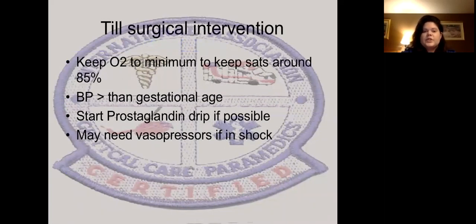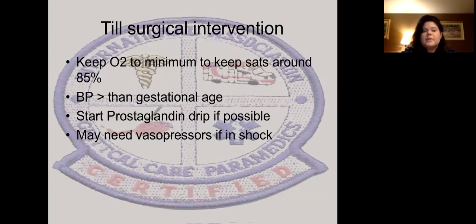So until surgical intervention, this is the guy that you want to keep that O2 kind of low. So deprive them, because if not, you're going to close the PDA and then potentially kill the patient. So keep your O2 to a minimum just to keep the sats around 85%. That sounds low. They live, so this should not frighten you. This is what they're used to, and by depriving them of that, you're keeping them alive.